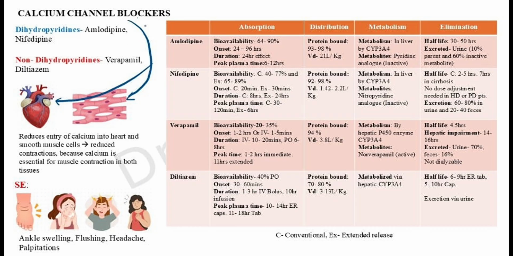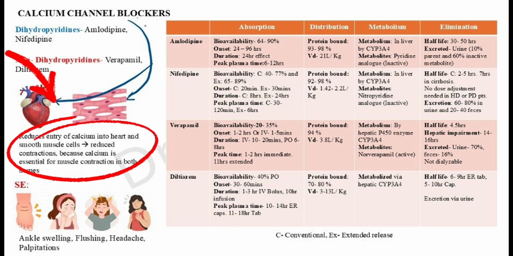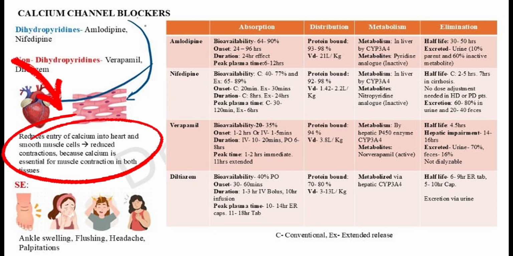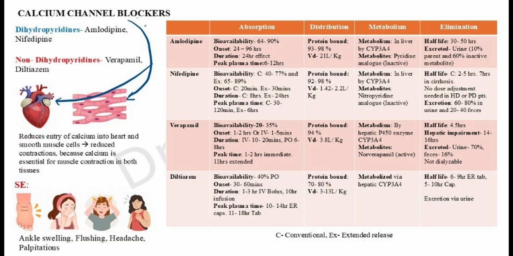Calcium channel blockers reduce blood pressure by blocking calcium entry into cardiac and vascular smooth muscle cells. Since calcium is required for muscle contraction, blocking it results in vasodilation and reduced cardiac workload. Examples include amlodipine, nifedipine, verapamil, and diltiazem.